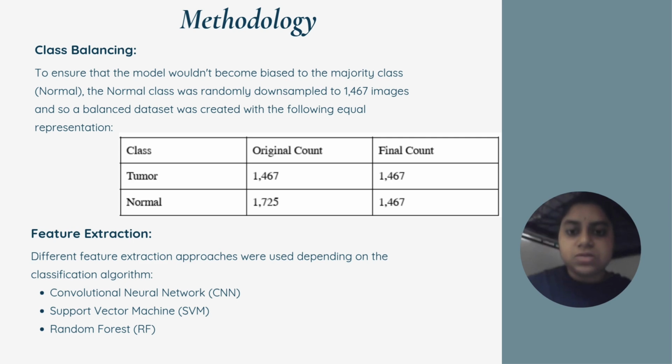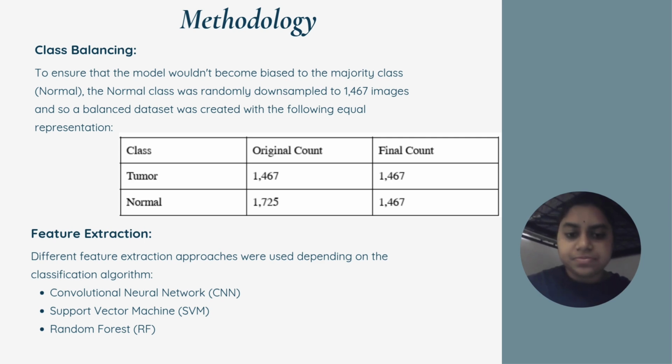Next, moving on to class balancing. To ensure the model would not be biased and to obtain the results equally, we decided to balance the classes randomly between the normal and tumor datasets. Here I have provided a table to show a clear representation of the equalization of data, with the original count compared to the final count. We decided to go with 1,467 counts, as it is equivalent and representative of both datasets.